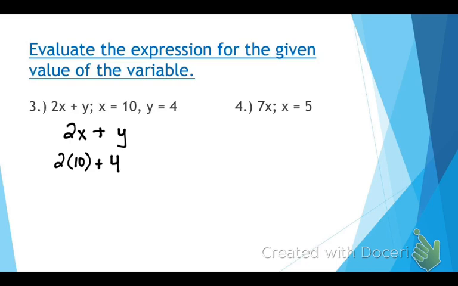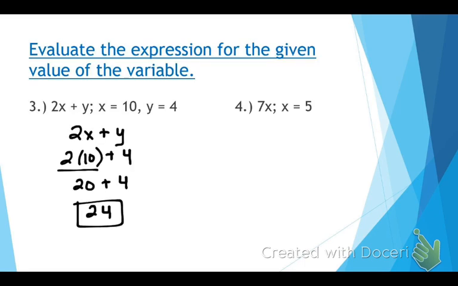I've got some work that's got to be done here. KK, what's 2 times 10? 20, and then bring down your plus and bring down your 4. So KK, what's the answer? 24. Go ahead and box it in. Now for the next one, 7 times 5. Okay, so we start off with 7x. You plug it in, 7 times 5, and what's your answer? 35. Great job.